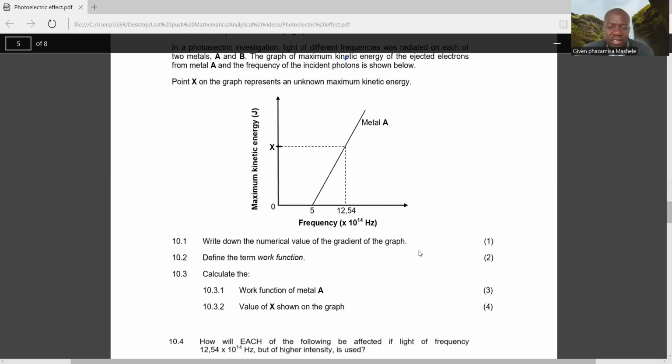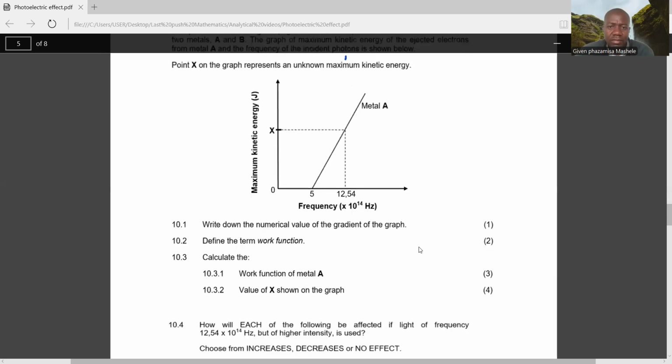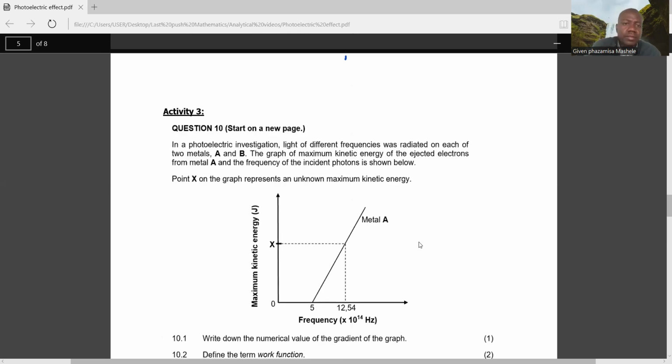Let's look at the factors that actually affect work function. Number one, when we calculate work function, it depends on the cutoff frequency or the cutoff wavelength. So it means the higher the cutoff frequency, the higher the work function. So what does it mean? It means metal A, what is its cutoff frequency? It's 5. So if metal B has a larger work function than A, its cutoff frequency is actually higher. So it should be above 5.